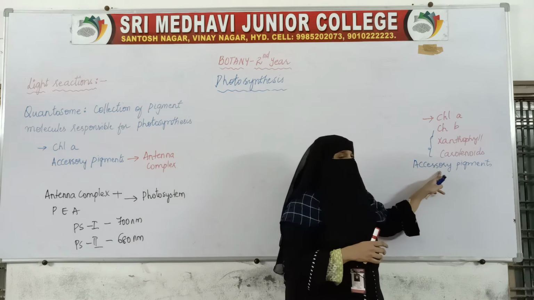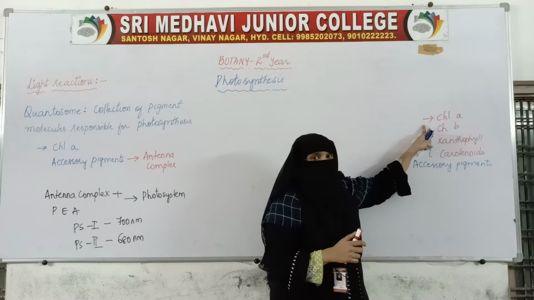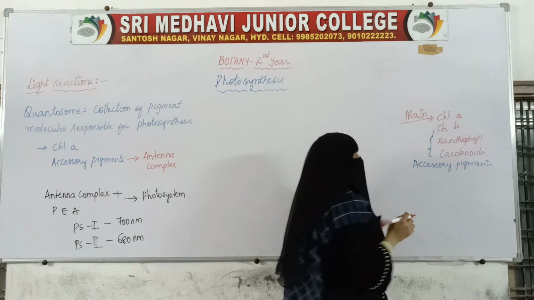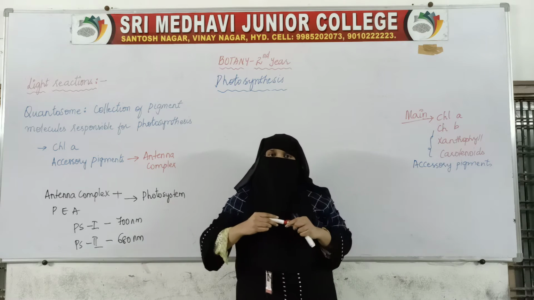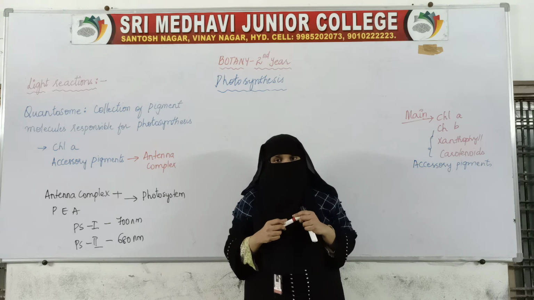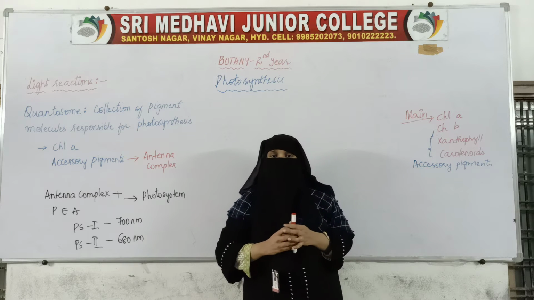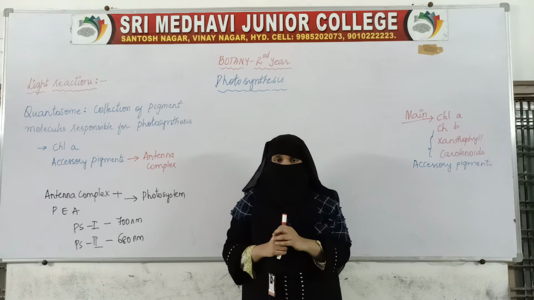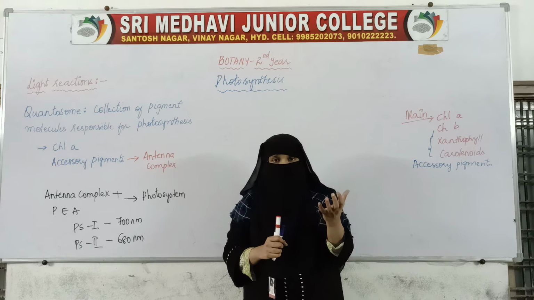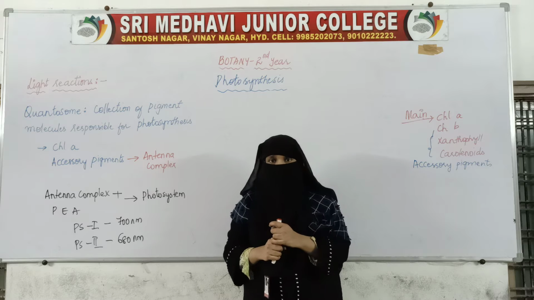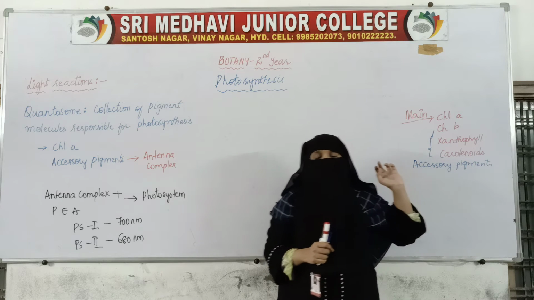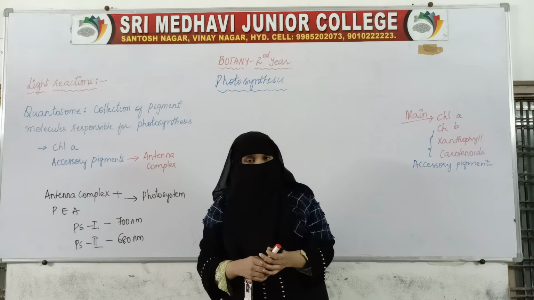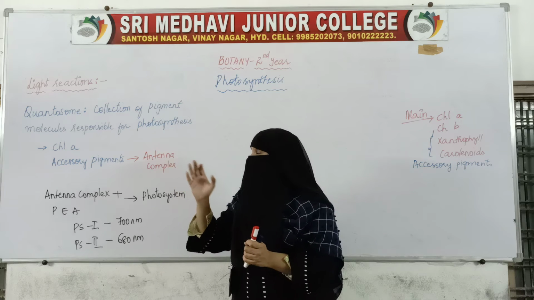So these are called accessory pigments. This is the main pigment, and these are the accessory pigments. They are also required for the process of photosynthesis. For trapping the energy and carrying out the different reactions, the chlorophyll A molecule is required, where maximum absorption and maximum photosynthesis take place, and the accessory pigments help it.